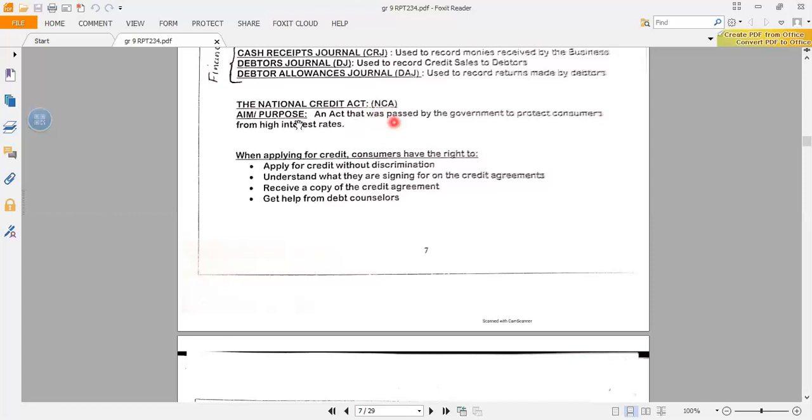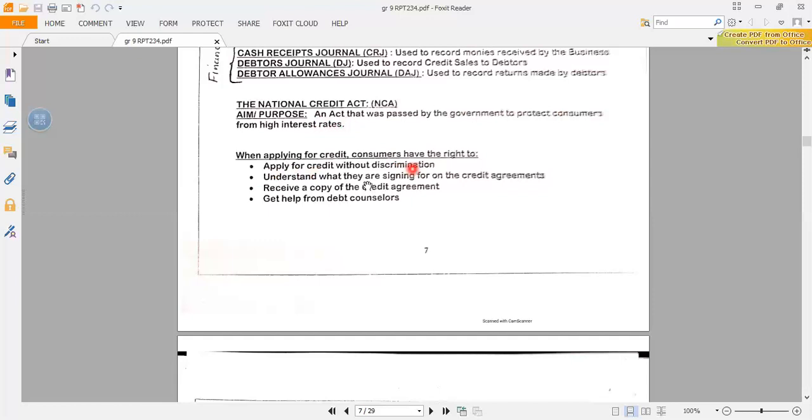So the main purpose of this act passed by the government is to protect consumers from high interest rates. When applying for credit, consumers have the right to apply without discrimination, which means they cannot be discriminated against in terms of color, age group or gender. Everyone needs to be given a fair chance when applying for credit.